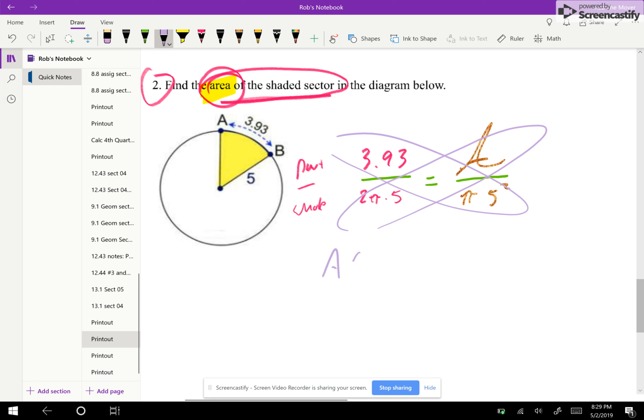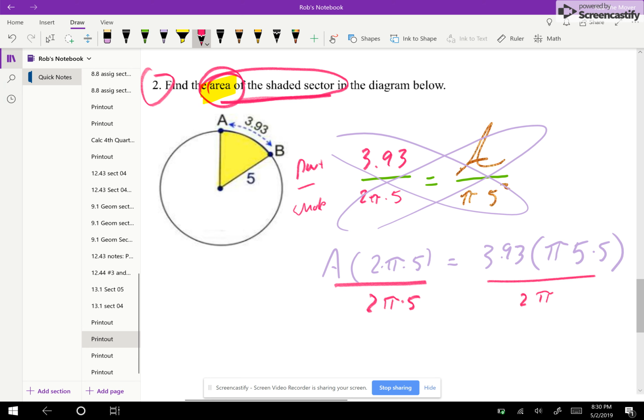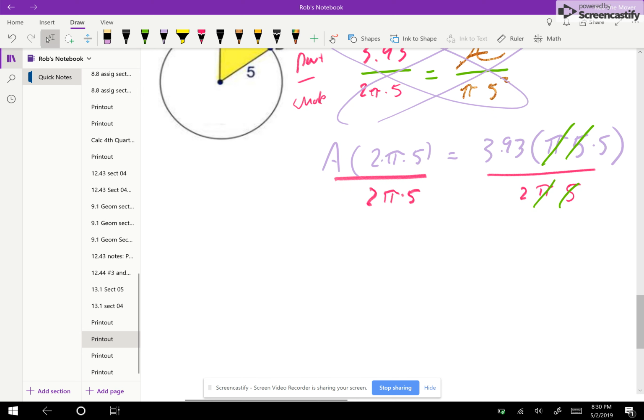So area, which is what I want, times 2 pi times 5 is equal to 3.93 times pi times 5 squared, which is 5 times 5. I'm going to solve that by dividing by that other stuff. I'm looking for area, so I want to get rid of this stuff. I'm going to divide by 2 pi times 5. And look what happens. We get a 5 that cancels out. That's nice. We get a pi that cancels out. That's beautiful. We're starting to get some tingles, right? The math is beautiful. I got 3.93 times 5, all divided by 2.